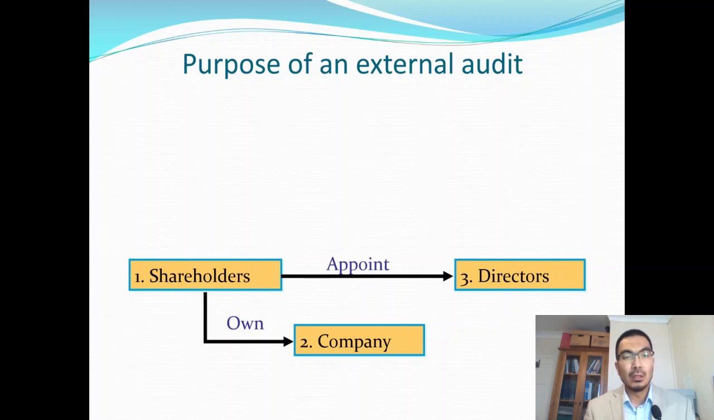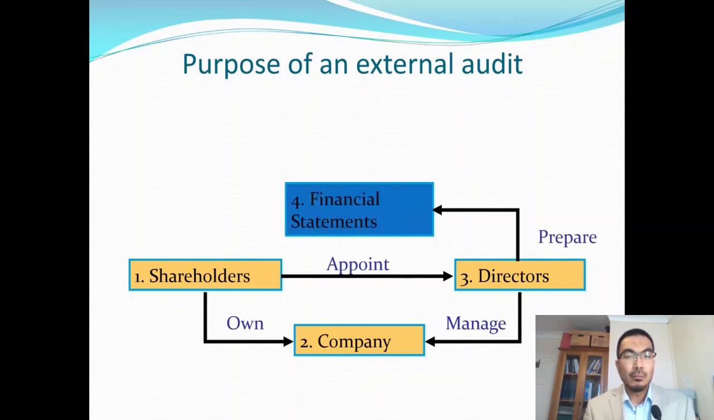So as you can see, the shareholders own the company, but somehow they don't have time, or maybe they have no knowledge of how to run the company. They have some money, but they don't have time or knowledge. So what do they do? They appoint directors to run the company on their behalf. So the directors manage the company.